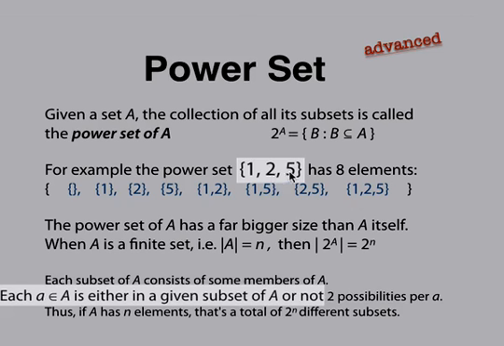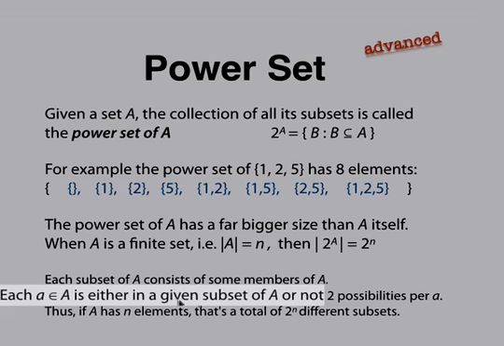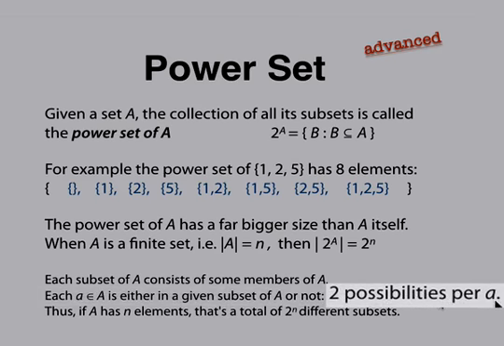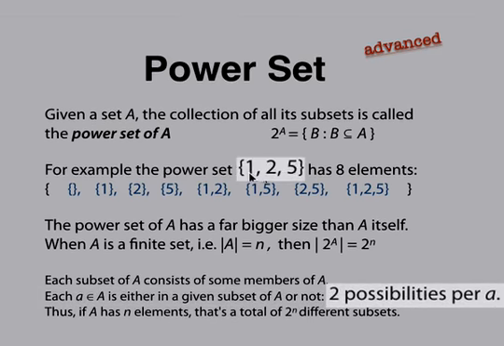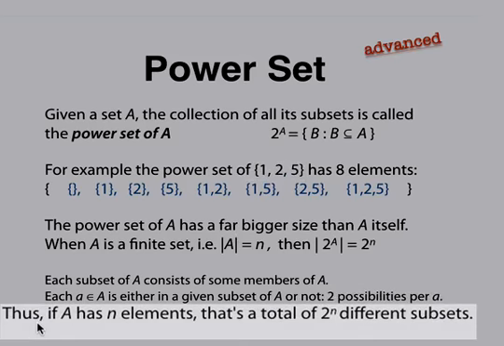1, 2, and 5, could either be in a subset, like it is here, or not be in a subset. For example, the subset doesn't have 2, but it has 5. So that's 2 possibilities per element. Each element could either be in the subset or not be in the subset. And since there are 3 elements, that would mean there's 2 possibilities times 2 times 2. That's 8 possibilities. So that's why if a set has n elements, that's a total of 2 to the n different subsets representing 2 to the n possibilities.